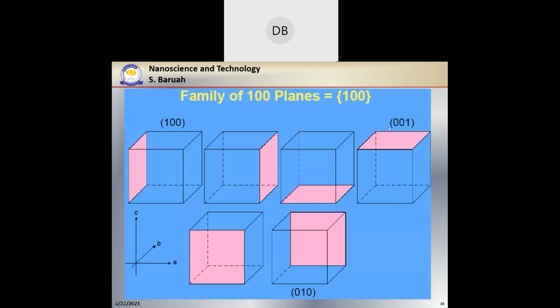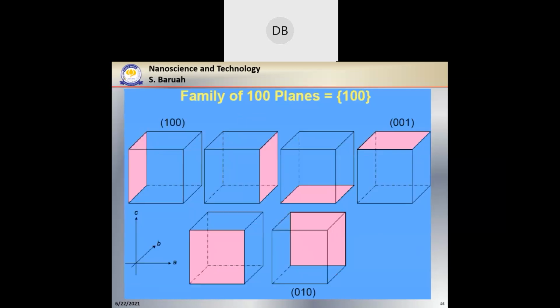Similarly, this plane and this plane have the same Miller indices, 0 0 1. They fall in the same family of planes. Similarly, this and the back one, they fall in 0 1 0. So this is how we go, and they all behave the same. The spacing between the atoms will be the same, right?